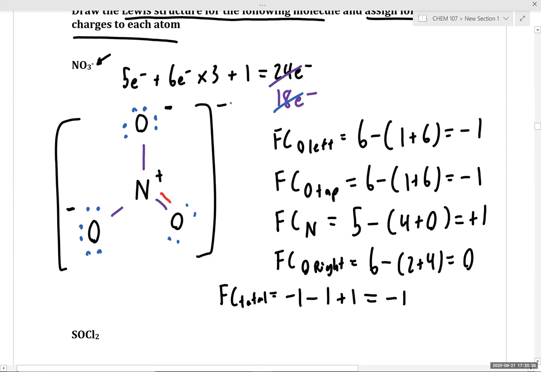Professor, how did you get the double bond for nitrogen and oxygen? Because we need to complete the octet on nitrogen. So we converted one of our lone pairs into a double bond. Got it. Okay. Does that make sense? Yes. Perfect. Any other questions that I can address?